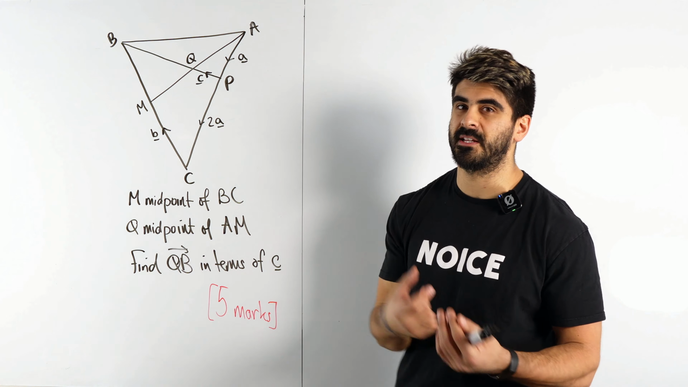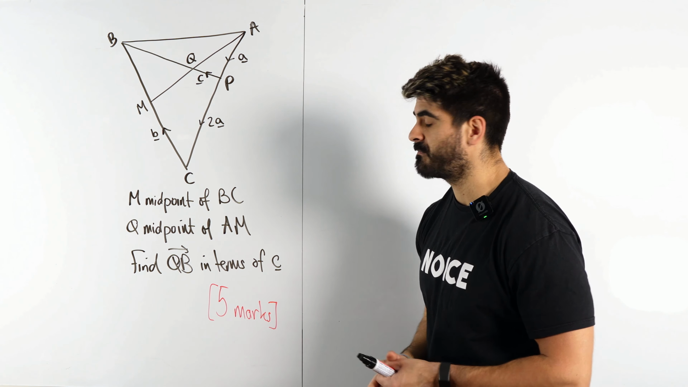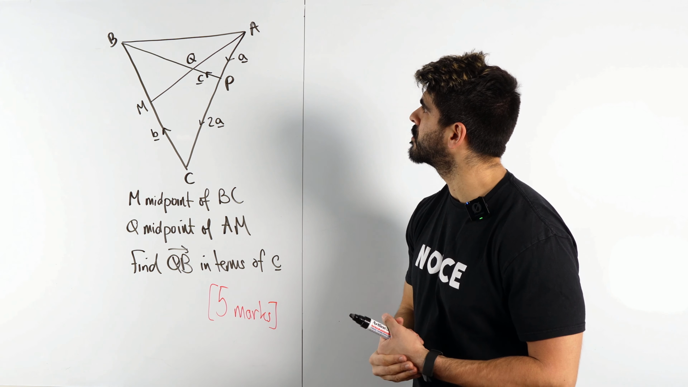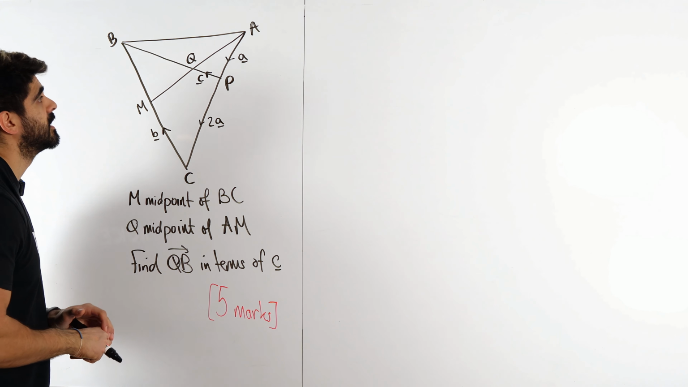Now the question was split into part A and B. Part A was 1 mark, part B was 4 marks. I've just gone straight to finding QB in terms of C for 5 marks. So I don't even know what part A was.